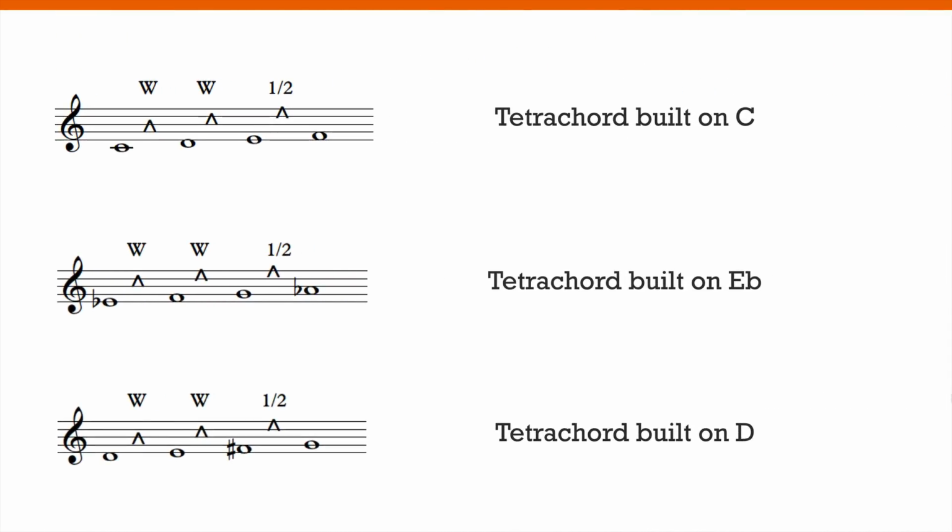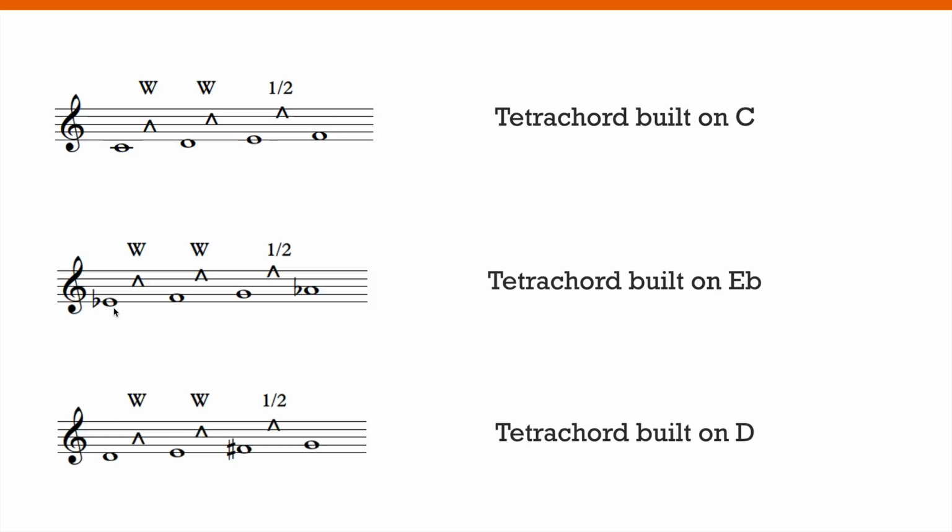So here's a tetrachord built on C. Real easy. First note is C. If I go up a whole step, I get D. If I go up another whole step, I get E. And remember, it's whole, whole, half. If I go up to the fourth string there, I get a half step to F. Great, it's a tetrachord. Let's look at another one.